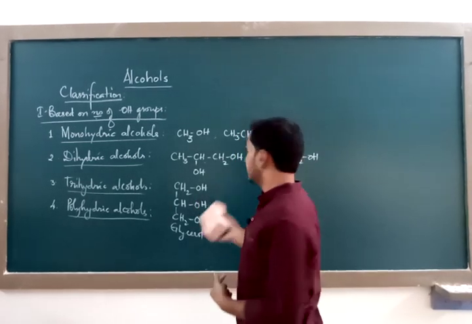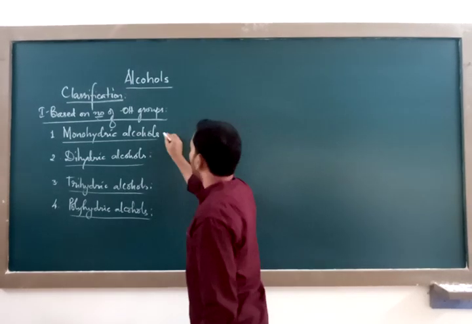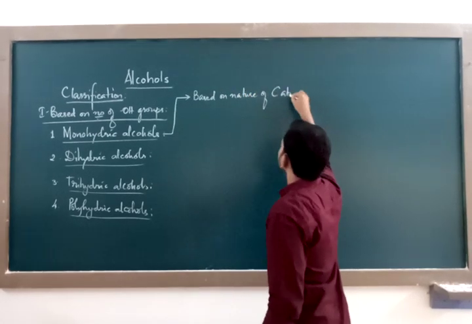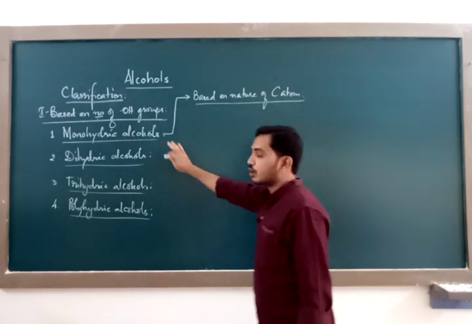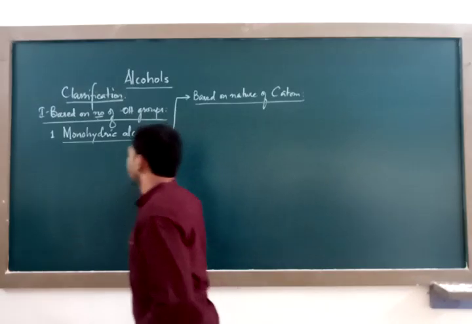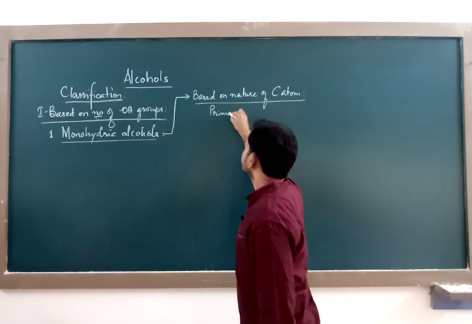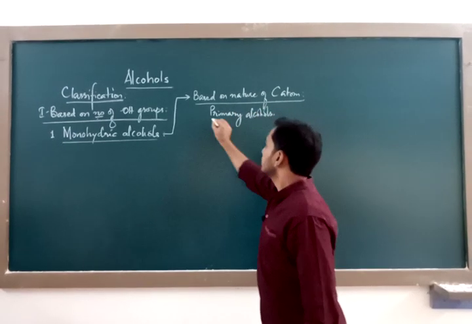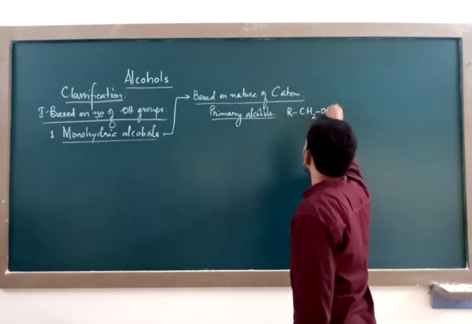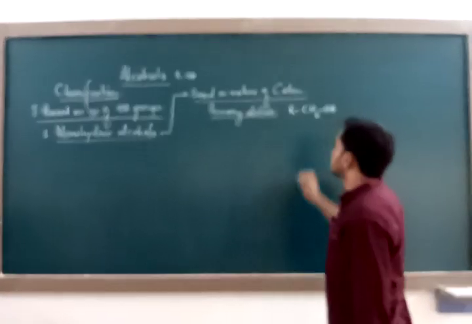Now, if this part is clear, then monohydric alcohols are again classified. This is same as monohaloalkanes which were classified. Monohydric alcohols are classified again based on the nature of the carbon atom to which the hydroxyl group is attached. Only monohydric alcohols are classified this way. Now, if the hydroxyl group is attached to a primary carbon, then we have primary alcohols. A primary alcohol is one in which the hydroxyl group is attached to a primary carbon. Their general formula is RCH2OH. Commonly alcohols have general formula ROH, but primary alcohols are specifically indicated by the general formula RCH2OH.